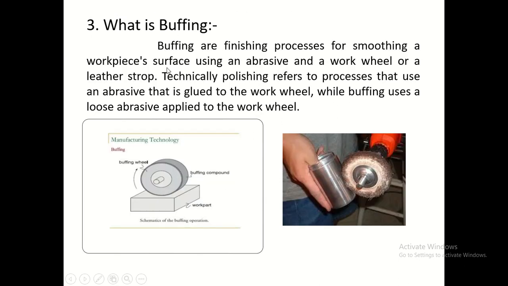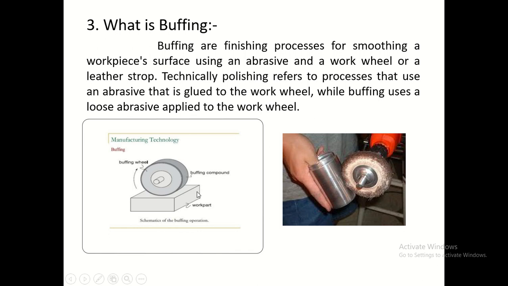Etc. Lastly, buffing. What is buffing? Buffing is a finishing process for smoothing a workpiece surface using abrasives and a work wheel or a leather strop. Technically, polishing refers to a process that uses an abrasive that is glued to the work wheel, while buffing uses a loose abrasive applied to the work wheel.